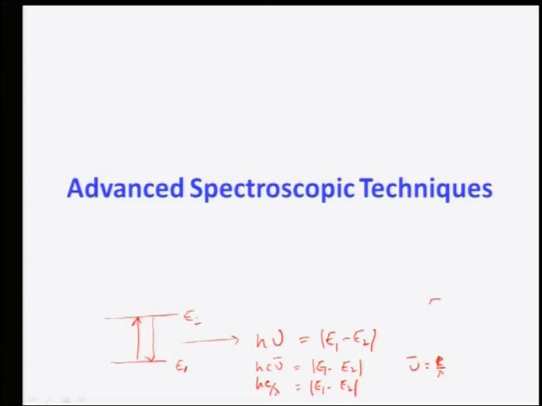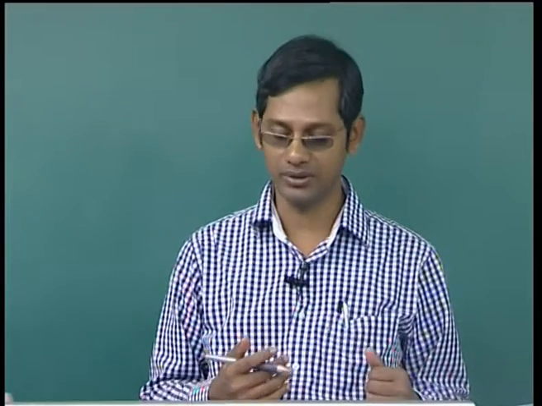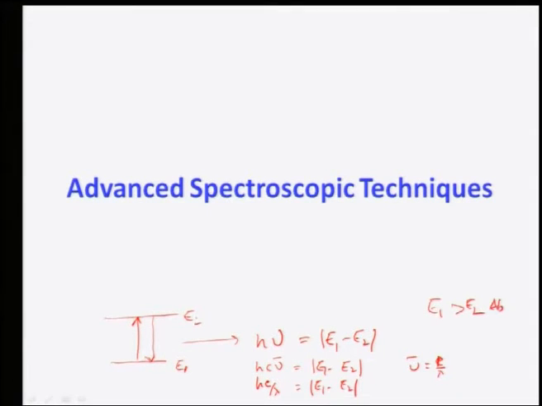Now depending on the kind of energy levels, if E1 is greater than E2, we will have absorption. That means if the molecule is going from the lower energy state to the higher energy state by absorbing a certain amount of energy, then it is absorption. On the other hand, if the molecule has gone to the higher energy state from the lower energy state by absorbing the radiation and it comes back, that is, if E1 is less than E2, we call it emission.